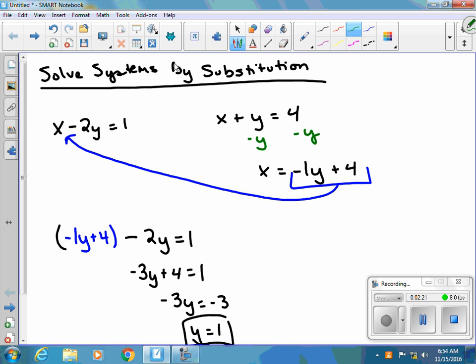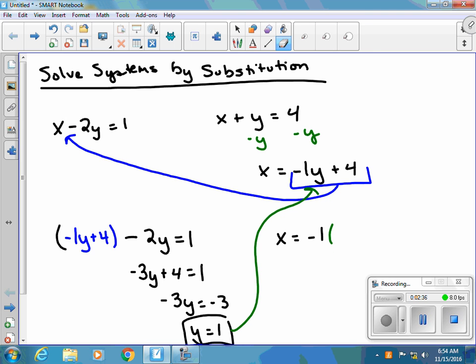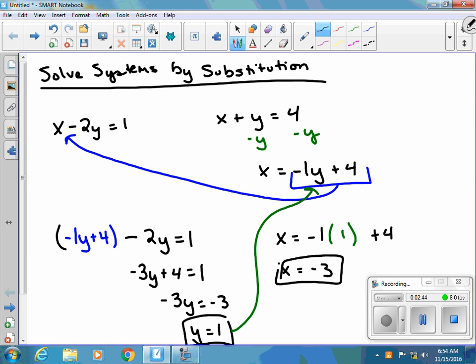So now that I have y equals some value, I can plug it back in to solve for x. So x equals negative 1 times y, or times 1 in our case, because that is our y, plus 4. Therefore, x equals 3. This can get kind of tricky every now and then, depending on whether you have a variable that has a coefficient of 1. Sometimes you might not always have that, so you're going to have fractions that you have to deal with.